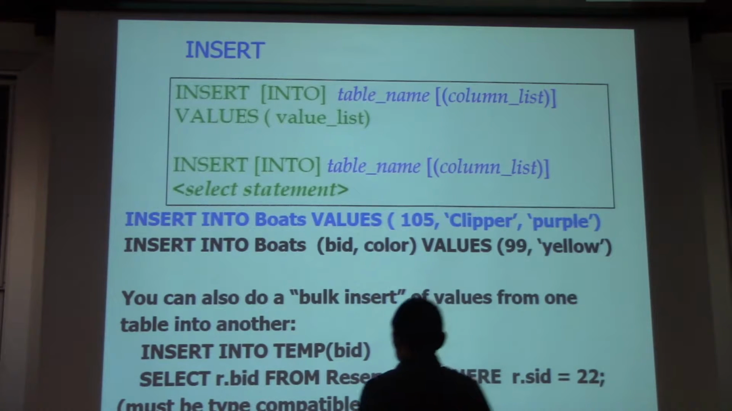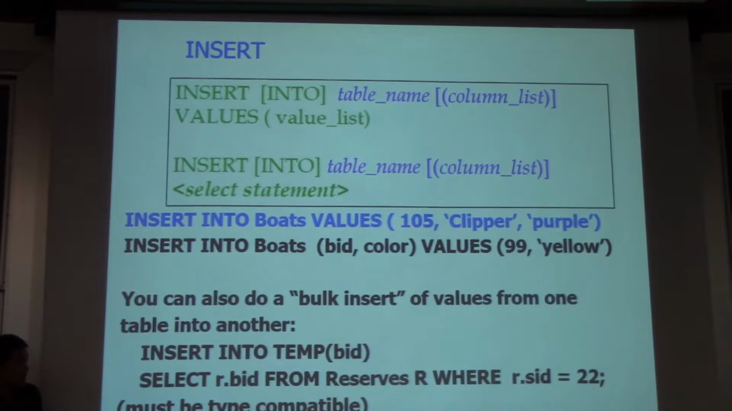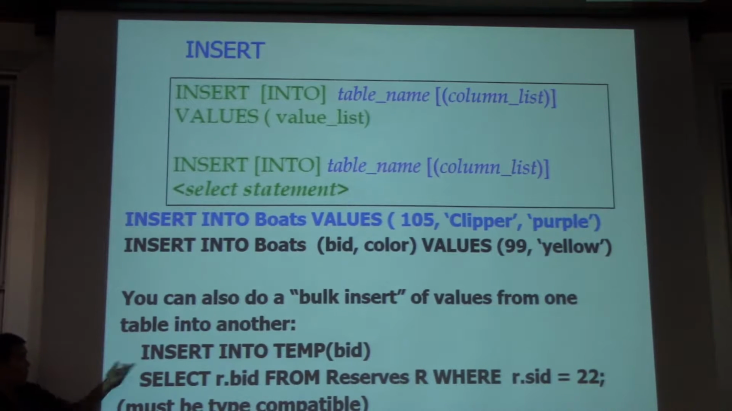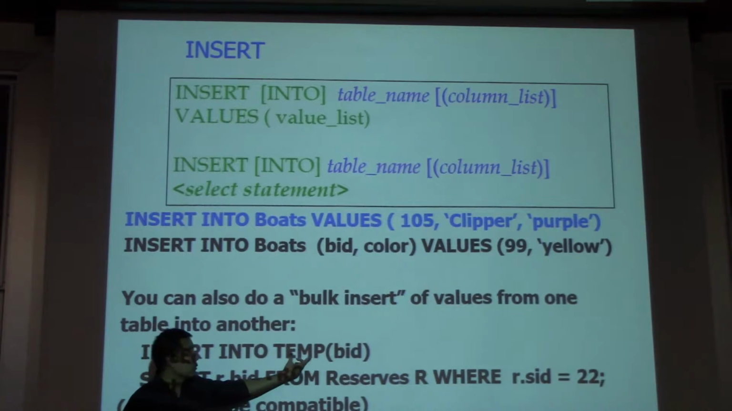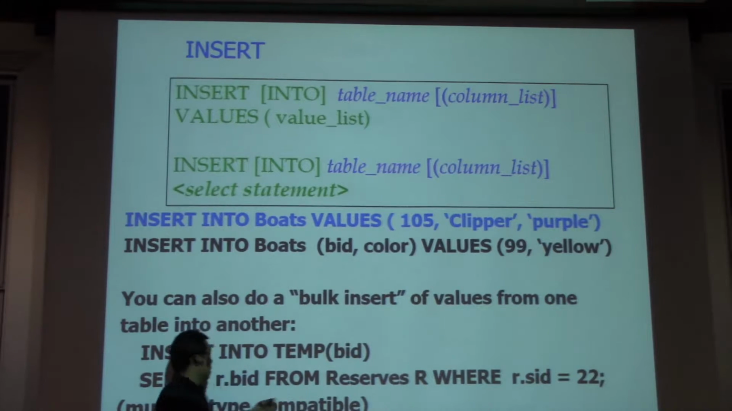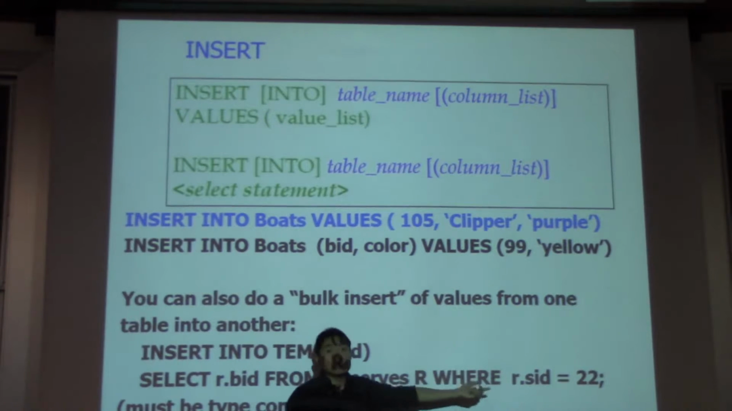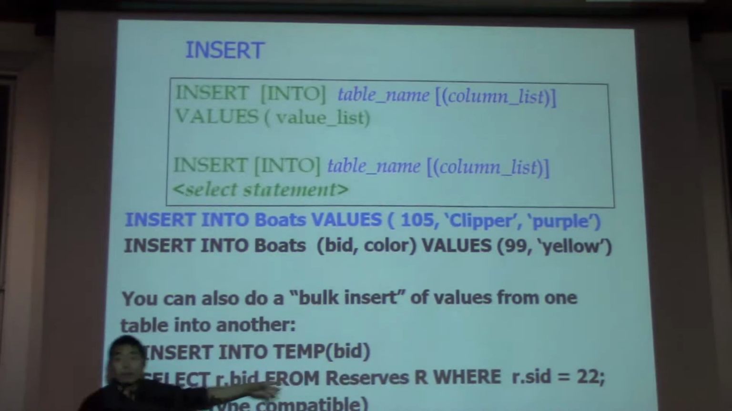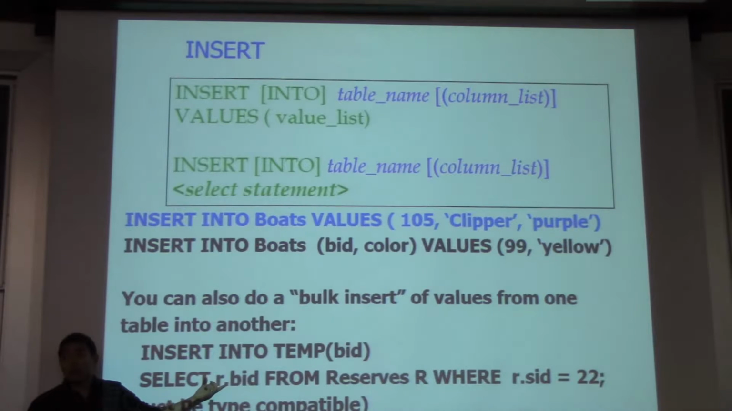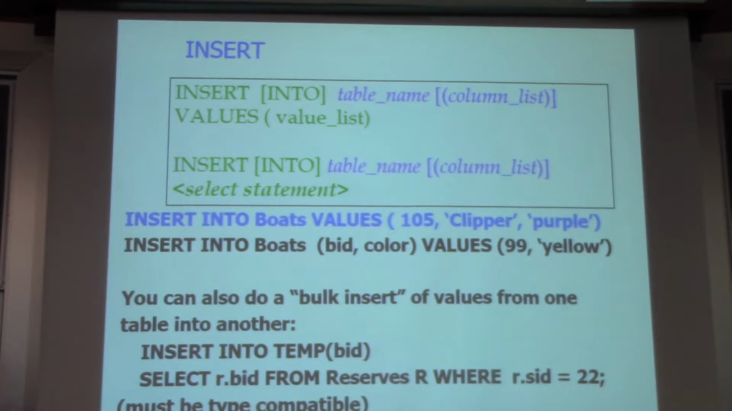You can also do bulk insert of values from one table into another. For example, like this. Insert into a temporary table with a schema of only boat ID, where the boat ID is from reserve, where sailor ID is 22. What this does is find all the reservations made by sailor 22, find all those boat IDs and put that into a temporary table. So that's a bulk insertion.